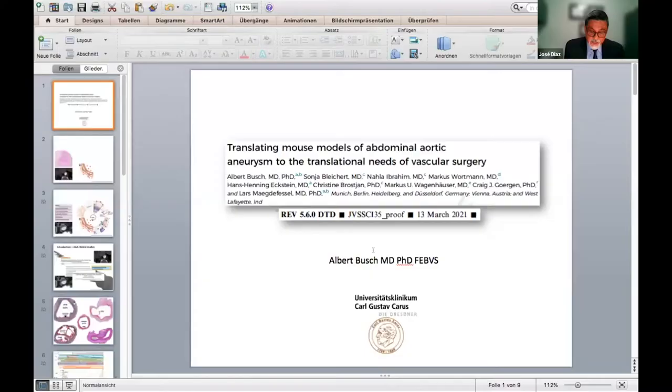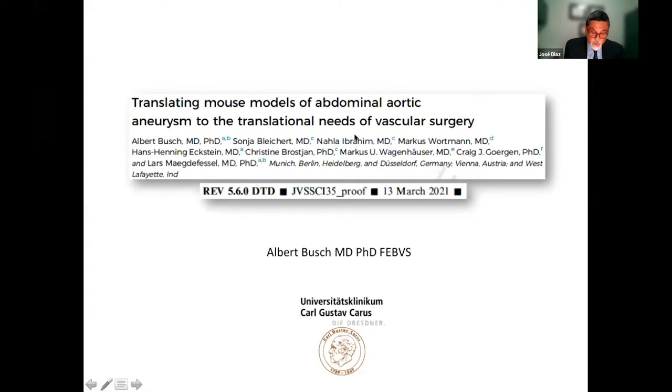I enjoyed it. The third talk is translating mouse models of abdominal aortic aneurysm to the translational needs of vascular surgery. This will be presented by Dr. Busch, senior consultant vascular surgeon in Dresden, Germany. He's a fellow of the European Board of Vascular Surgery, got MD and PhD degrees from University of Gothenburg. He performed 2 years of postdoc at the Karolinska Institute in Sweden, and he's working with small and large animal models of AAA for translational research in drug repurposing and RNA therapeutics. Dr. Busch.